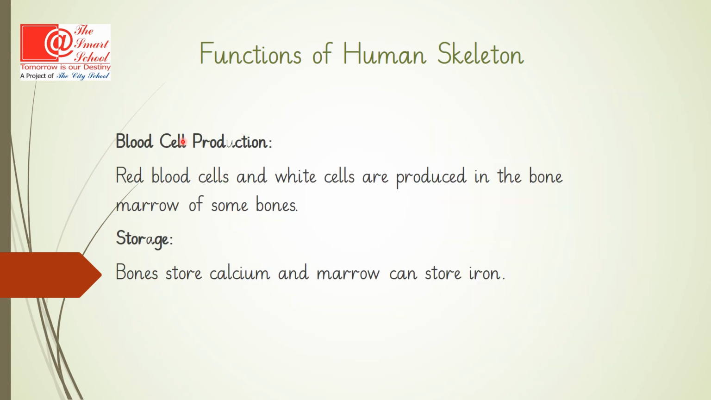Blood cell production is another function of the human bones. Red blood cells and white blood cells are produced in the bone marrow of some bones. Storage. Bones store calcium, and bone marrow present inside the bones can store iron.